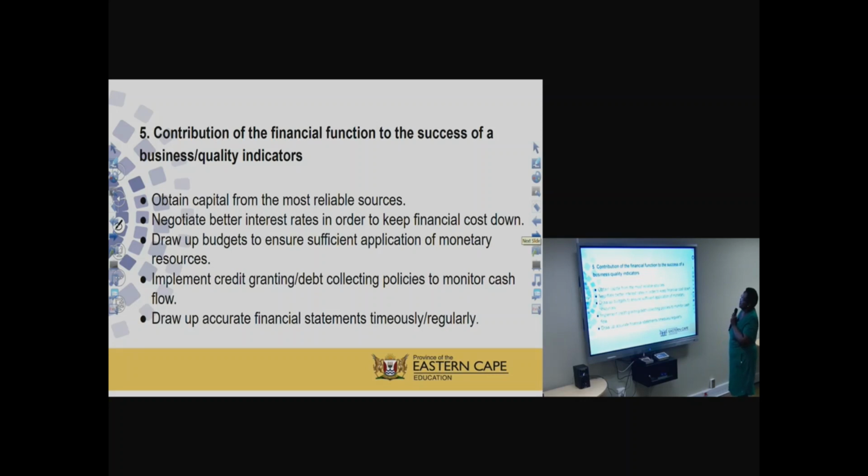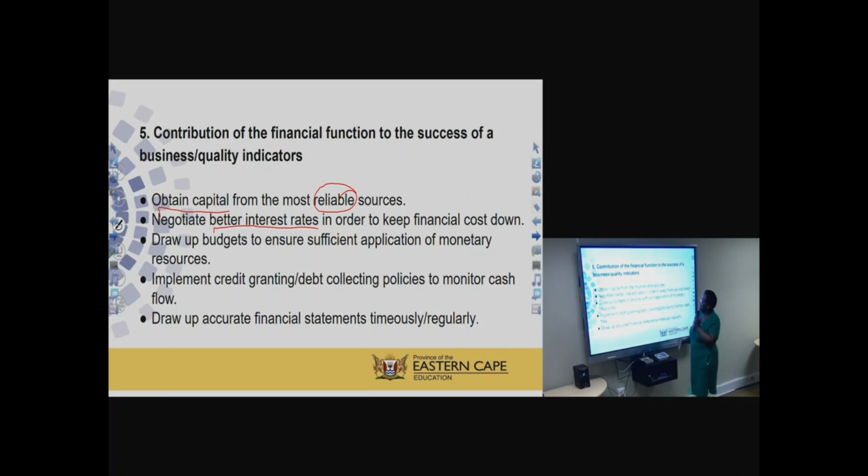The financial function, you must be able to obtain capital. Remember, in a business, you use capital to run a business. You must be able to obtain capital from reliable sources. You cannot just have capital from sources that are not reliable. And also negotiate better interest rates in order to keep financial costs down.